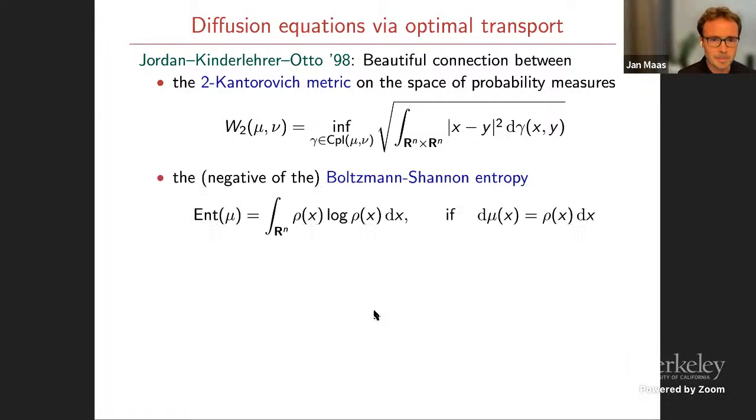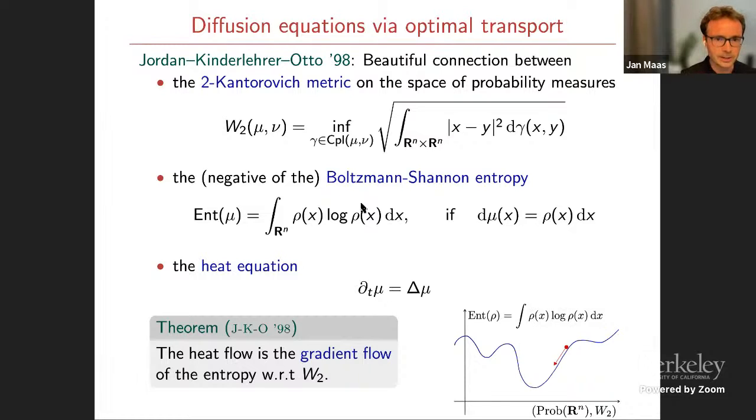Then the second main actor in the story is the entropy, or the negative of the Boltzmann-Shannon entropy. For a probability measure mu with density rho with respect to the Lebesgue measure, the entropy is the integral of rho log rho dx. Well, and the third object is the diffusion equation or the heat equation, which you can regard as an evolution equation in the space of probability measures. And then the beautiful result connecting those three is this theorem by Jordan, Kinderlehrer, and Otto, which says that the heat flow is the gradient flow of the entropy with respect to this Wasserstein metric from optimal transport.